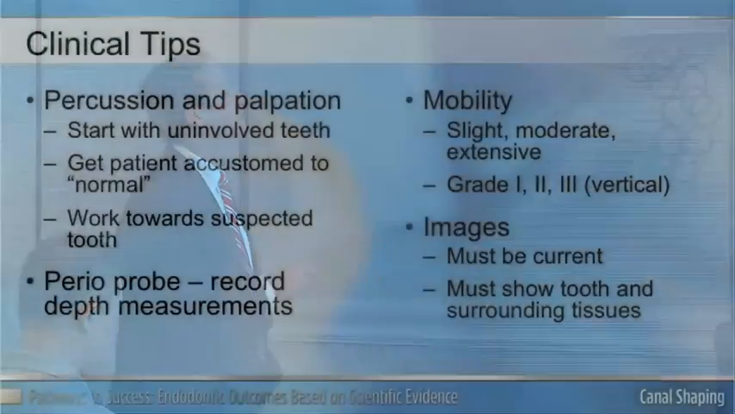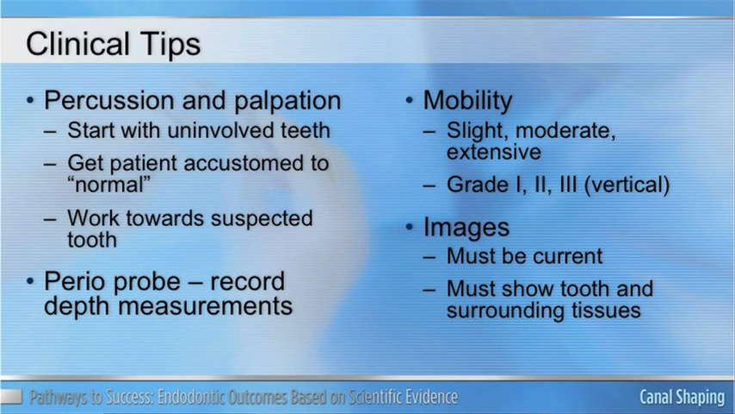So in review, percussion and palpation, start with uninvolved teeth. My favorite, as I said earlier, maxillary first premolar. Buccal root, farthest from the sinus, less false positives. Get the patient accustomed to normal. Work towards a suspected tooth. Make them understand that you're doing this to help them.